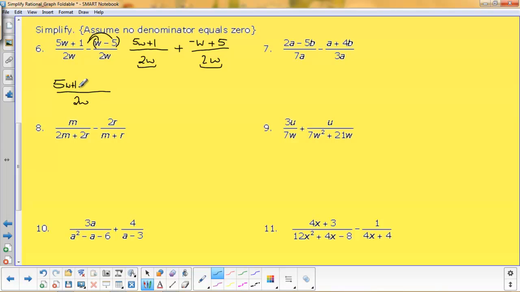5w plus 1 minus w plus 5. Now that I've done that, I'm just going to simply combine like terms on the top. 5w minus 1w is 4w, and 1 plus 5 is 6, all over 2w. It looks like this is not written in simplest terms because all of these numbers are divisible by 2. Since they're all divisible by 2, I will reduce this to simplest terms. 2w plus 3 all over w.